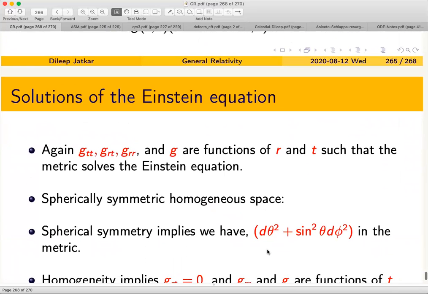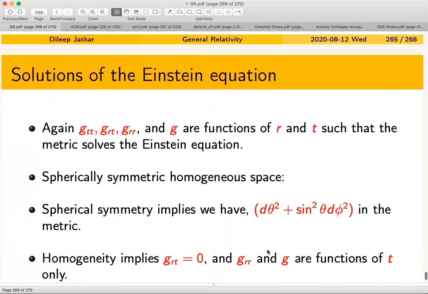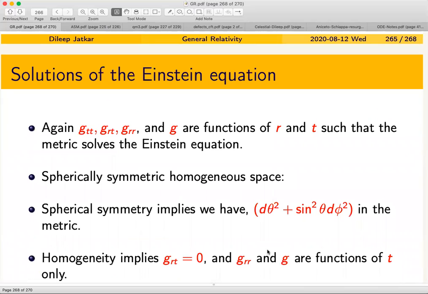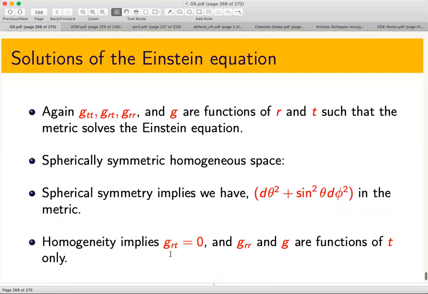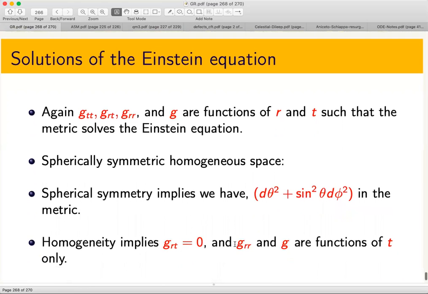But the space is homogeneous. The homogeneity of the space tells you that g_rt has to be 0. And not only that g_rt is equal to 0, but g_rr and g should also be functions only of time. They cannot be functions of space, because if they are functions of space, then translation invariance is gone. Fine. So besides setting g_rt to 0, we also have to say g_rr and g are only functions of time.